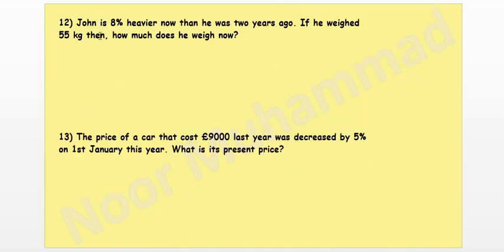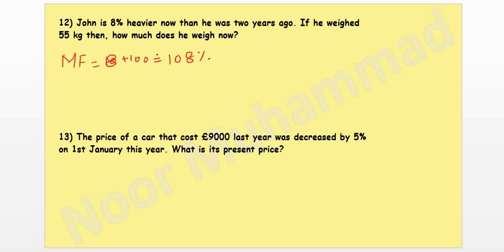It says John is 8% heavier now than he was 2 years ago. If he weighed 55 kilograms, then how much does he weigh now? So they are talking like now he is 8% heavier, like it's a case of increase. So what will be the multiplying factor? We will add this 8 into 100. So it will give you 108%, means now his weight is 108%.